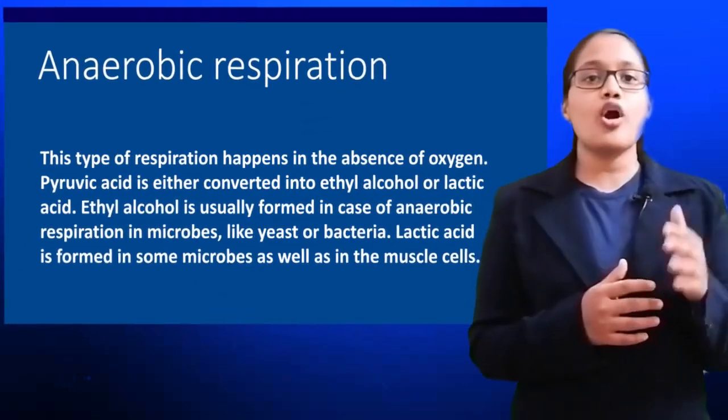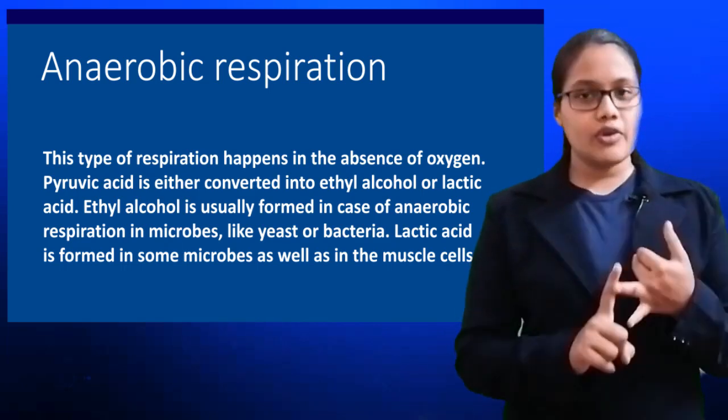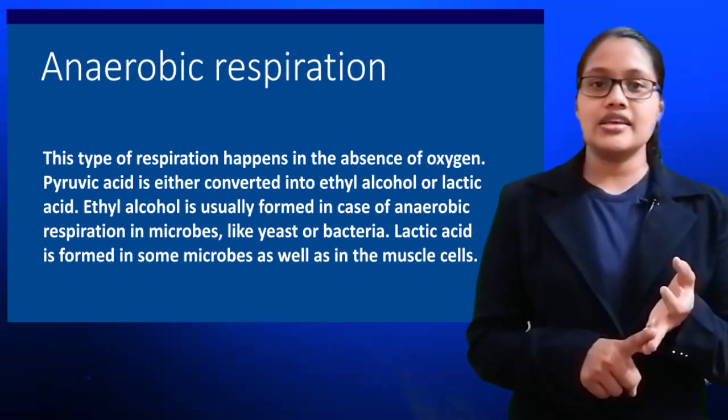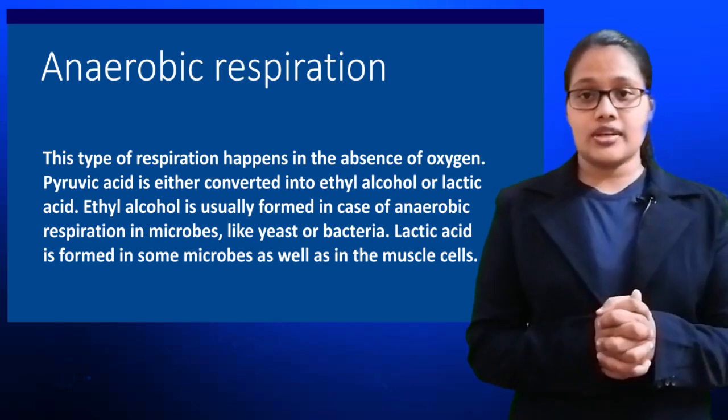Now this pyruvate is broken down in different ways by different pathways. So now let's see what all are the different pathways that help in the conversion of pyruvate into other products. As I have said before, glucose is converted into pyruvate in the cytoplasm of the cells. After that, this pyruvate is broken down into ethanol, carbon dioxide and energy in the absence of oxygen.